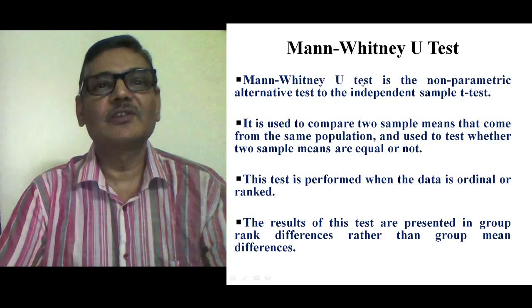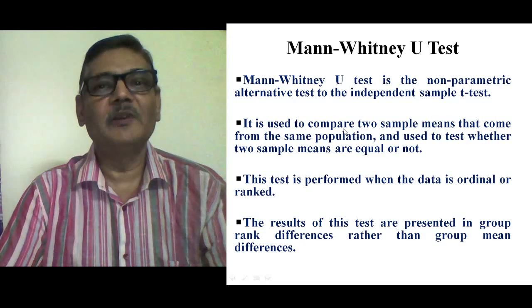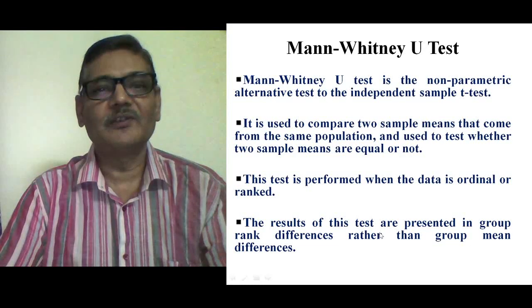Some of the important features of this test: it is a non-parametric test which is an alternative to the independent sample t-test. It is used to compare two sample means that come from the same population and to test whether two sample means are equal or not. As I just said, it is based on ordinal or ranked data, and the results of this test are presented in group rank differences rather than group mean differences.